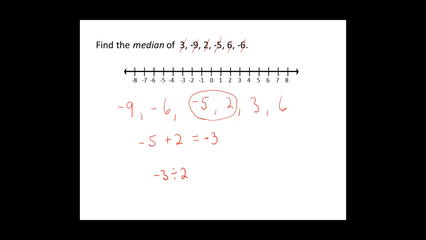We can write -3 divided by 2 as a fraction. -3 divided by 2. So the median is -3/2, or we could write this as a mixed number. 2 goes into 3 once, with 1 left over, so 3/2 is the same thing as 1 1/2. So we could also write negative 3/2 as negative 1 1/2.